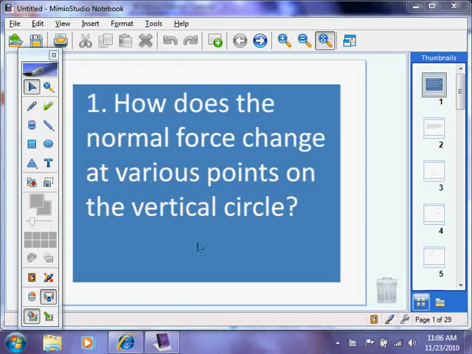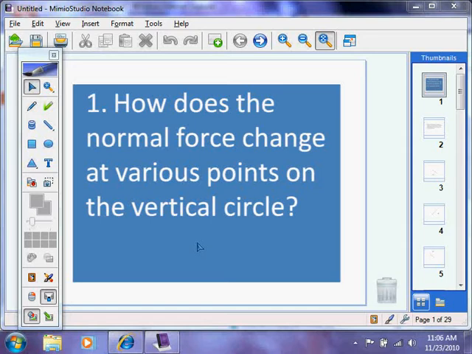But of course, you have to be twirling it kind of fast, because if you went up slowly, the water would just fall on your head. Okay? But if you're going fast enough, the water stays right in the pail. So we're going to look at this question here. How does the normal force change at various points on the vertical circle? And then ultimately answer the question, why does the water stay in the pail?